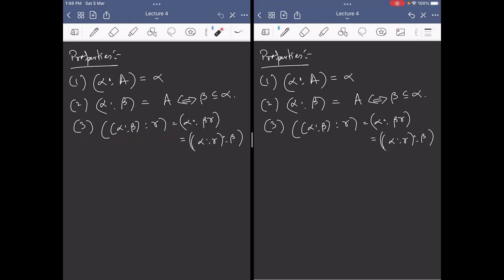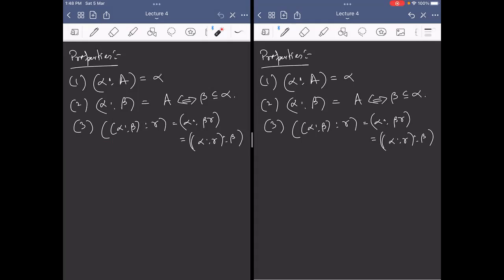Now for the third part, you see that this thing is commutative. So you can write alpha colon beta gamma as alpha colon gamma beta, and then this follows from the first property, and therefore part 3 is also done.